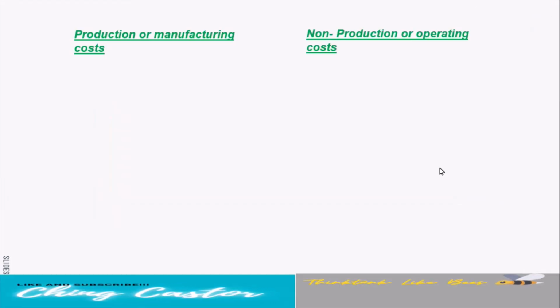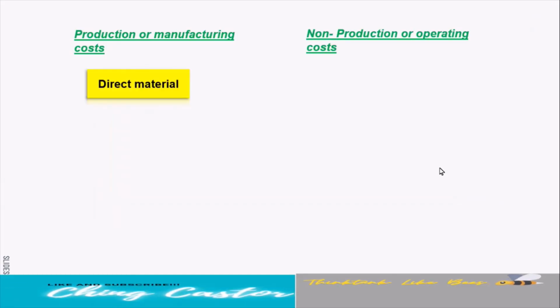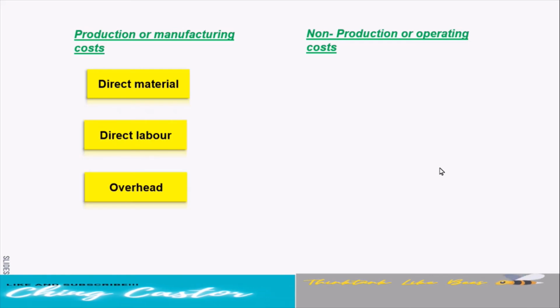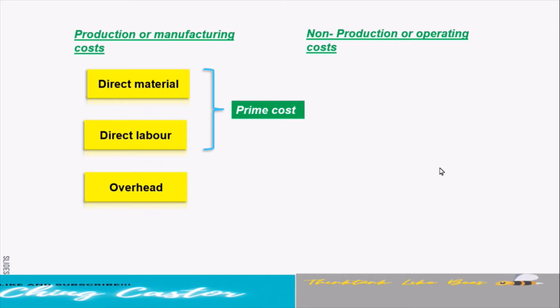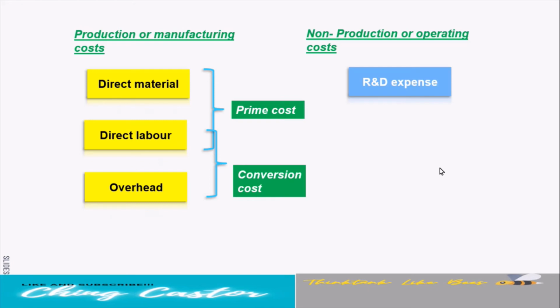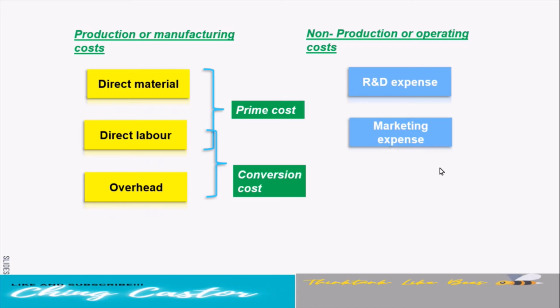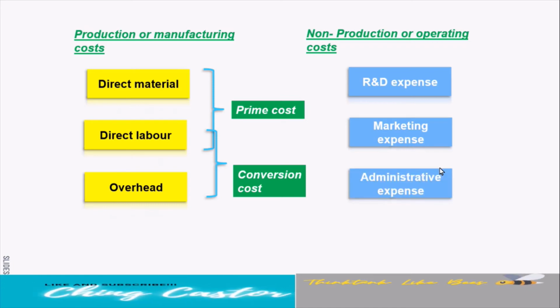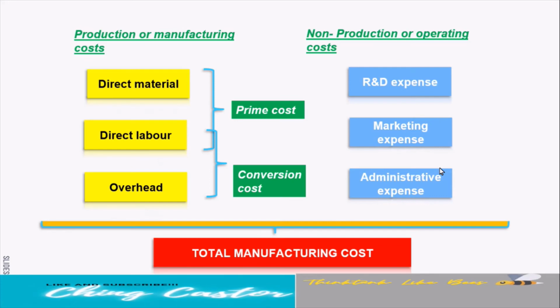Here are the examples of production or manufacturing costs: direct material, direct labor, and overhead. Direct material and direct labor are what we know as the prime costs, while direct labor and overhead are what we know as the conversion costs. Non-production or operating costs are the research and development expense, the marketing expense, and the administrative expenses. When you add the production or manufacturing costs and the non-production or operating costs, it means total costs.